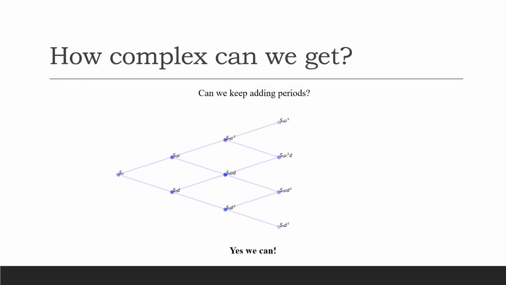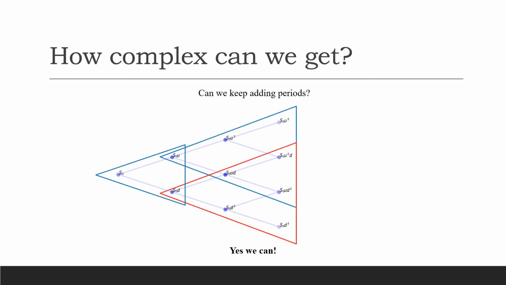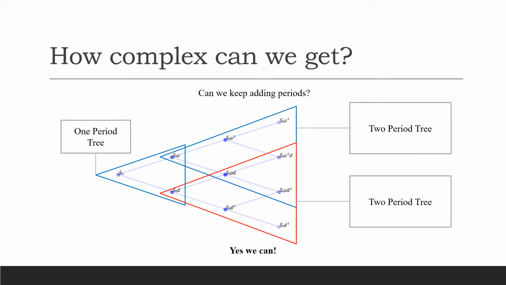I'm hoping that you're starting to get the idea that we are doing the same thing over and over again. The question now is, how complex can we get, and can we keep adding periods? The answer is yes, we can. You can see the diagram here. We can break our 3-period tree into two 2-period trees and one 1-period tree. The idea is that since we were able to solve the 1-period tree, we could solve the 2-period tree, and hence the 3-period tree and the 4-period tree, and so on.